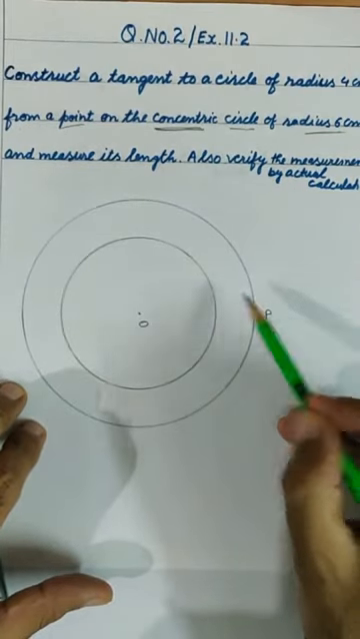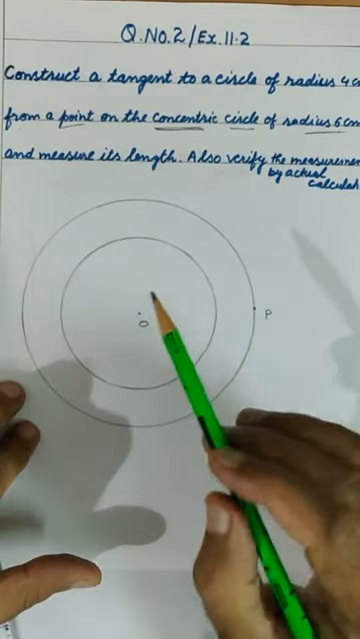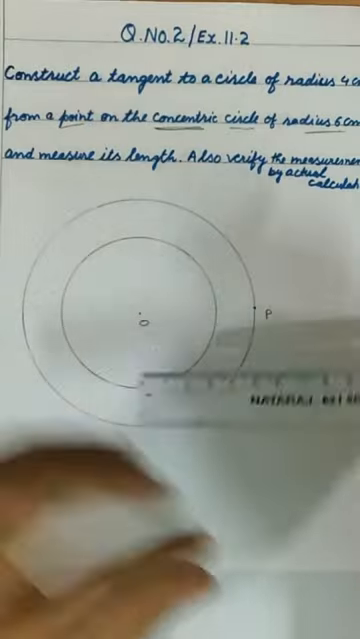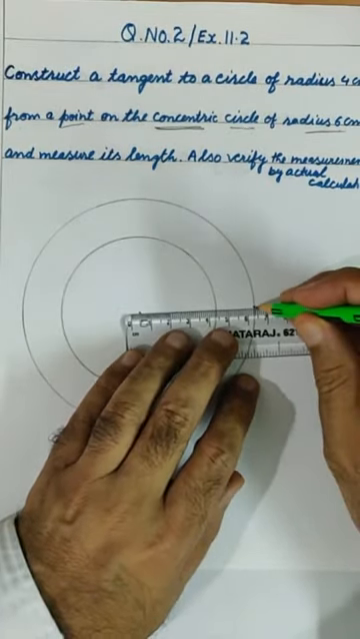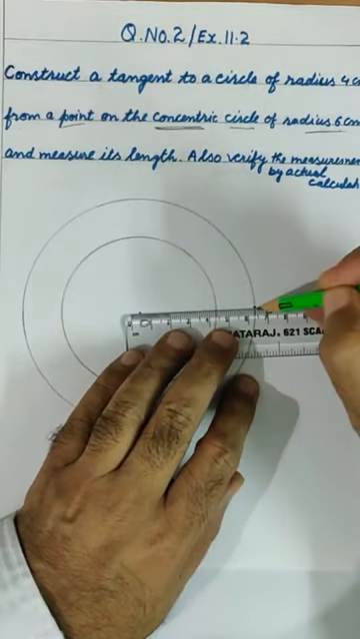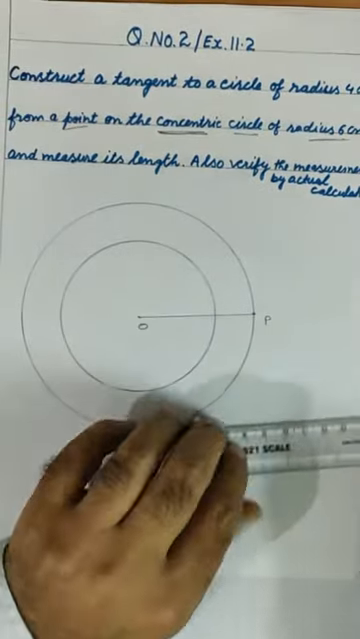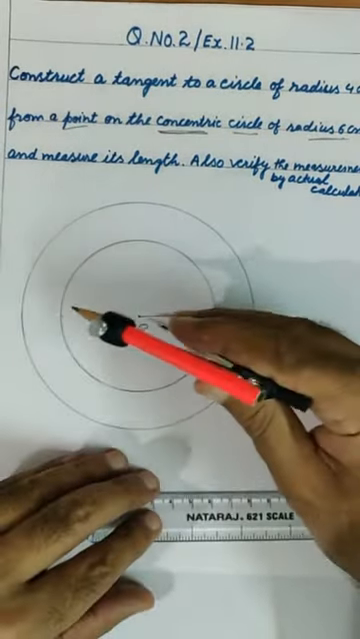This is an exterior point for this circle, and the same concept we have applied as we discussed in question number 1. First of all, we have to join this center to this point. Clear? The second step is we are to draw the perpendicular bisector of this OP.